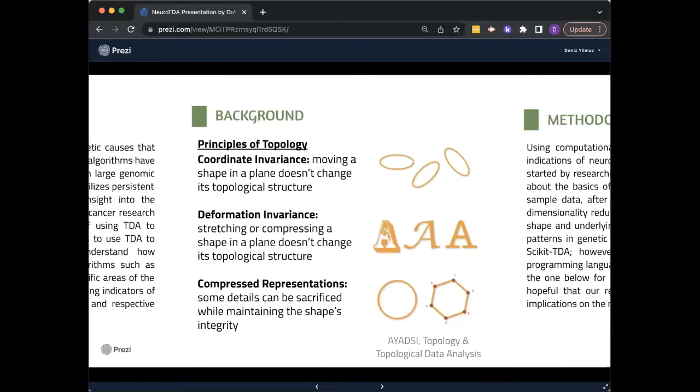The final principle of topology is compressed representations. This basically says that some details can be sacrificed while maintaining the shape's integrity. So our shape is preserved while we can compress down the data into a more usable form while keeping most of the more important details.